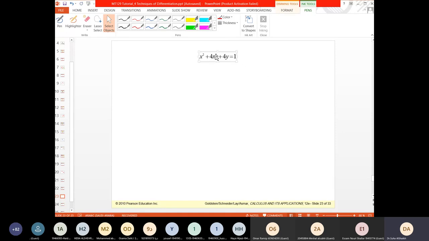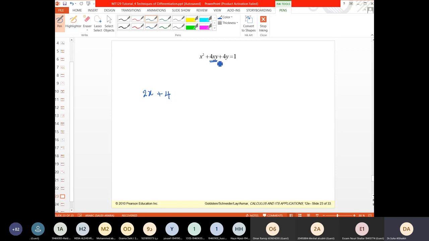So here is my function. To find the derivative, I differentiate x squared. What's the derivative of x squared? Just 2x, as usual, plus. Now, what's the derivative of 4xy? What do you think? The 4 is a constant.